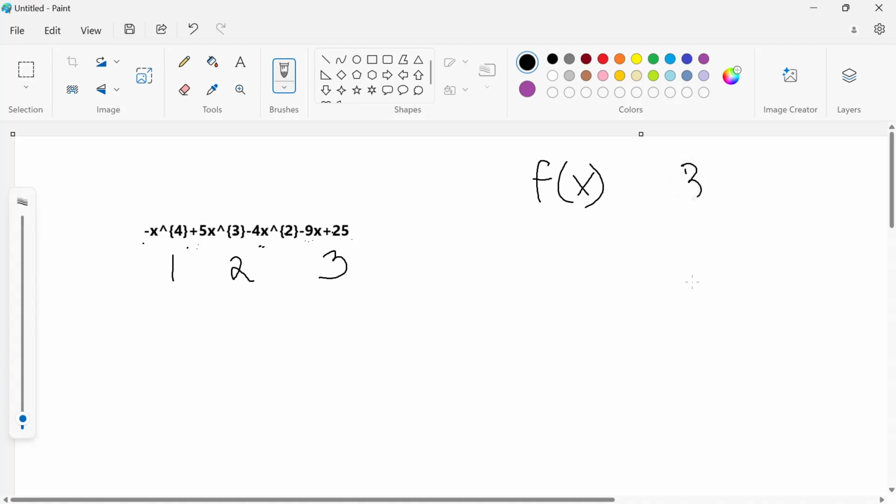So there's either going to be 3 or 1. It always goes down by an even number. 3 or 1 positive real roots.